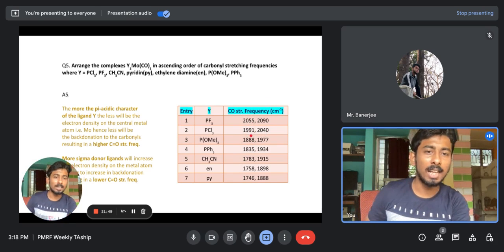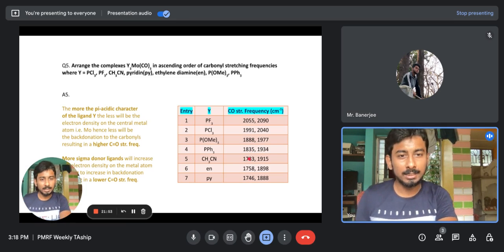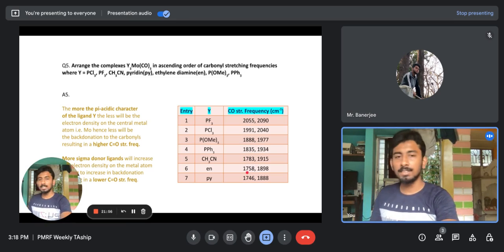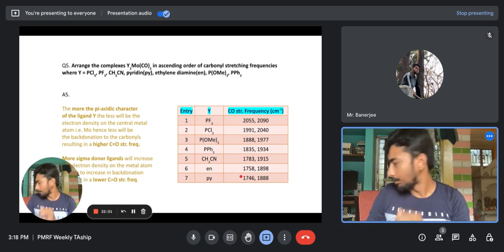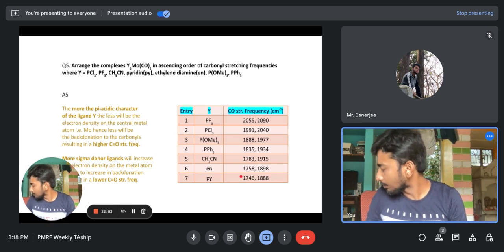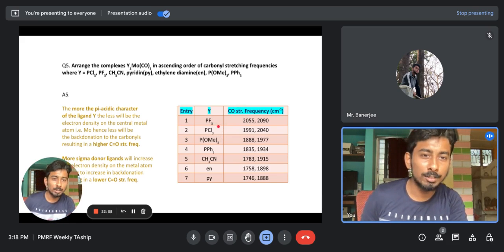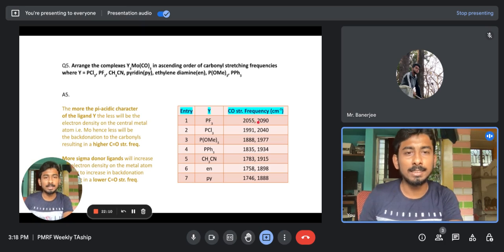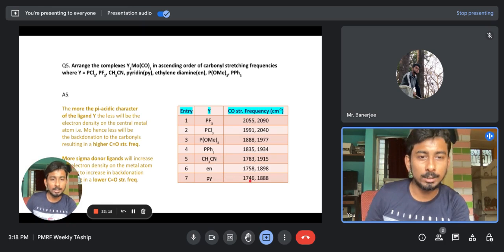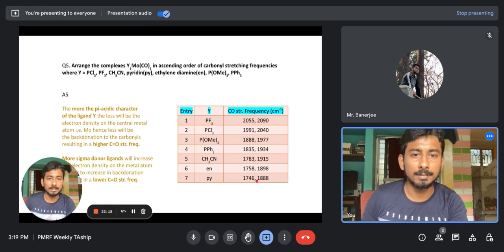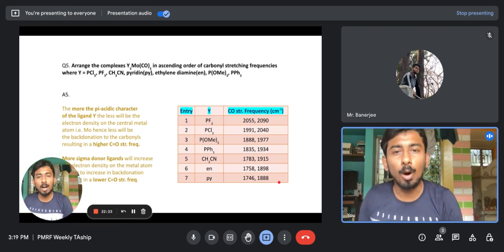2055, next one is 1991, next one is 1888, this one is 1835, then 1783, then 1758, and then 1746. So now we shall go one by one. First one is trifluorophosphine. In this case, the CO frequency is the highest, and the last one is pyridine, where the CO frequency is the lowest, that is 1746. So how shall we be able to explain the order?